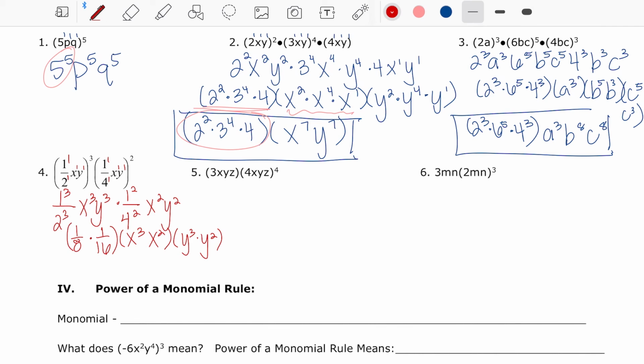One-eighth times 1/16 becomes 1/128. 1 over 128. x cubed times x squared, we get x to the 5th. y cubed times y squared, we get y to the 5th. And that is our answer.